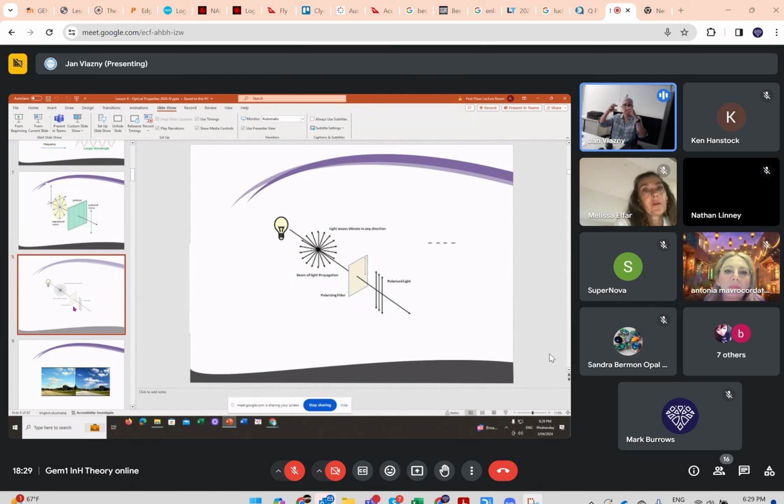So if I had 2 Polaroid lenses that I took out of your glasses and I put one that way and one the other way, that would block out all light. But with Polaroid lenses, we only block out some of the light and let some of the light through.